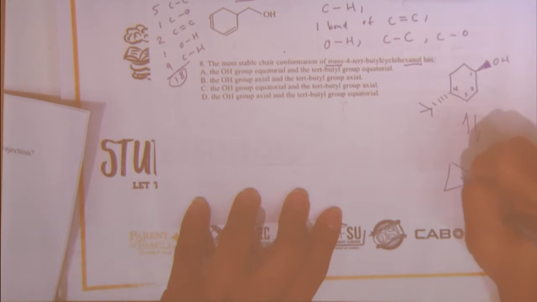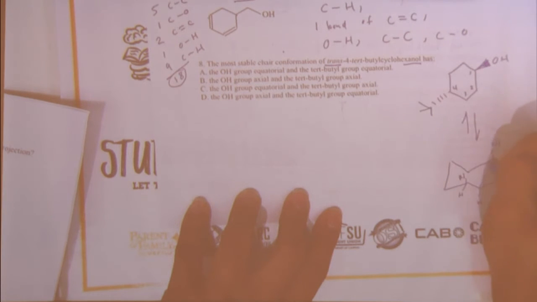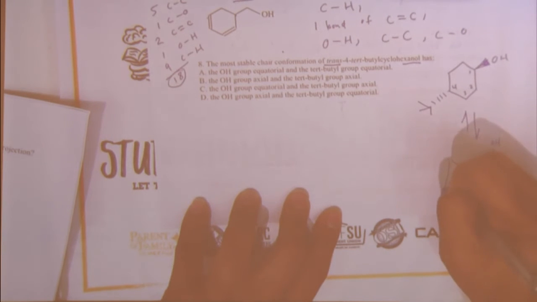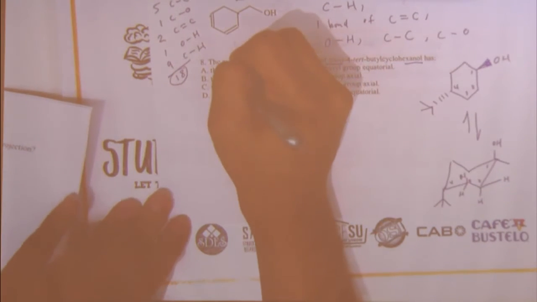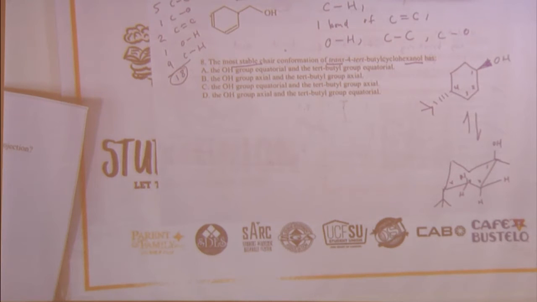I still have a hydrogen up here, and then a hydrogen down, until finally I get to my tert-butyl group, which is on the 4th carbon. 1, 2, 3, 4. And it's facing down, so I'm going to have it on an axial group down. Now, this is asking for the most stable chair conformation, and axial positions are less stable than equatorial positions.